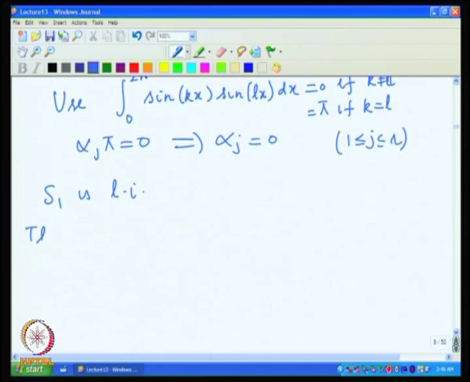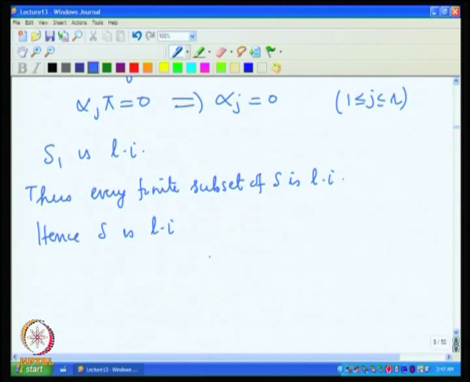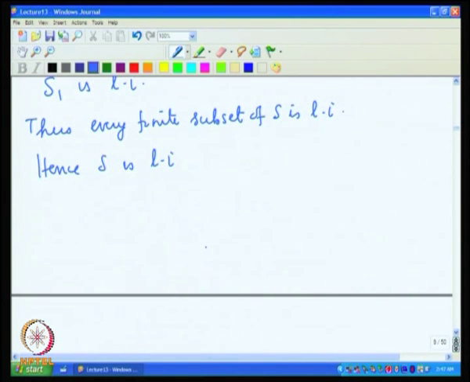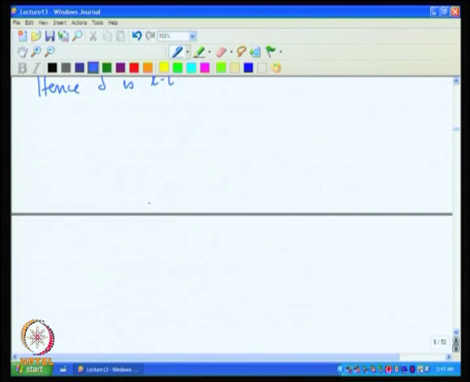Thus, every finite subset of S is linearly independent, hence S is linearly independent. So, thus the notion of linear independence on infinite sets comes from the fact that every finite subset of S must be linearly independent.